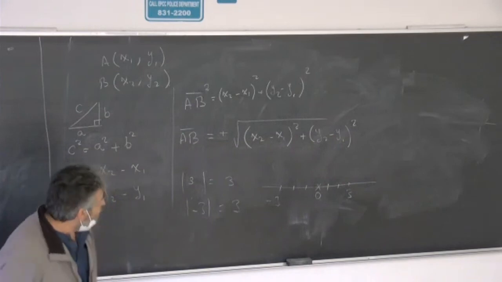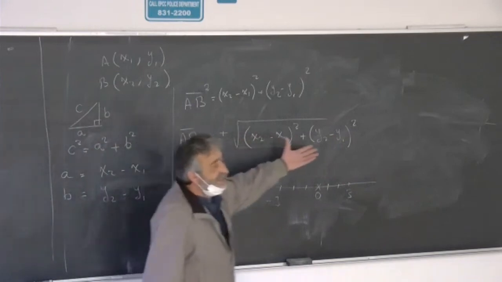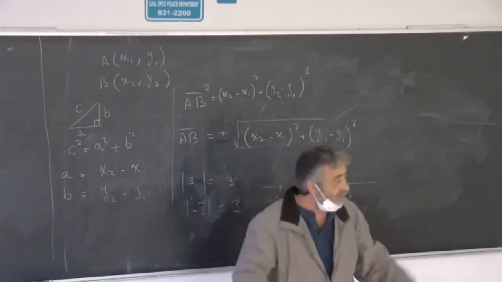Any questions? Okay, so this is the formula for finding the distance between any 2 points on a rectangular coordinate system.